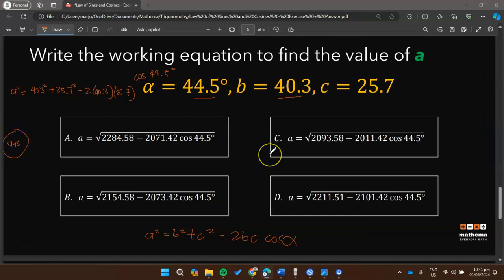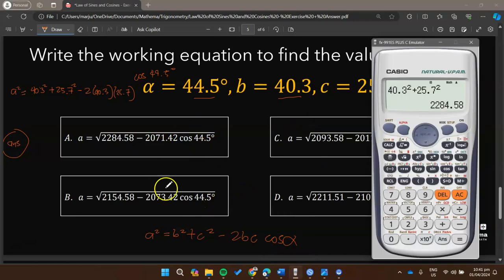Alright, but to check whether the rest of the numbers are correct, let's try. So again, we have that, and then we have 2BC. So we are going to multiply this by 2 again. So this will give us 2071.42, which is correct, and then again cosine of the angle alpha, which is 44.5. So again, our answer is letter A.